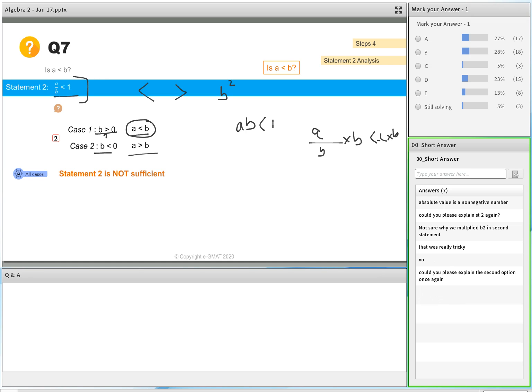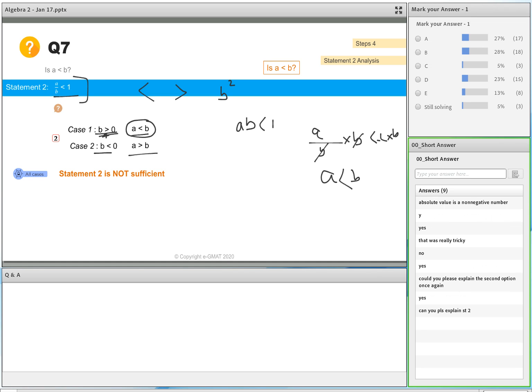So a by b times b, the b's cancel out. I have a on the left hand side, then a less than symbol, and then b on the right hand side. Is this clear to all of you? If b is greater than 0, if b is a positive number, then a is less than b, right? All right, let's move on to the next part.